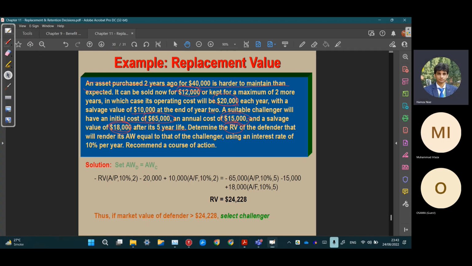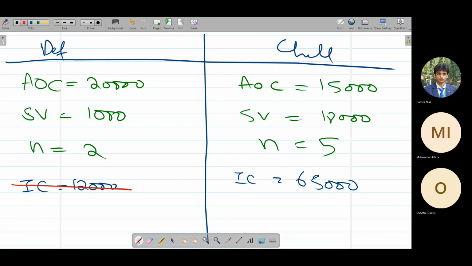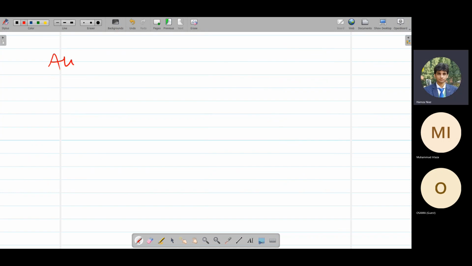Why? Because they are saying this, you read this line: determine the RV of the defender that would render its annual worth equal to that of the challenger. We have to find the current market value that would make its AW equal to that of the challenger. Let us say the interest rate is 10%. So we are going to equate the annual worth of the defender to the annual worth of the challenger.